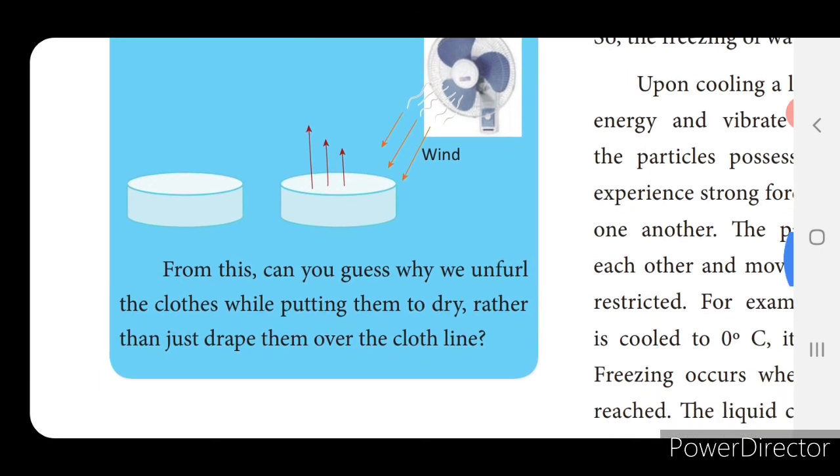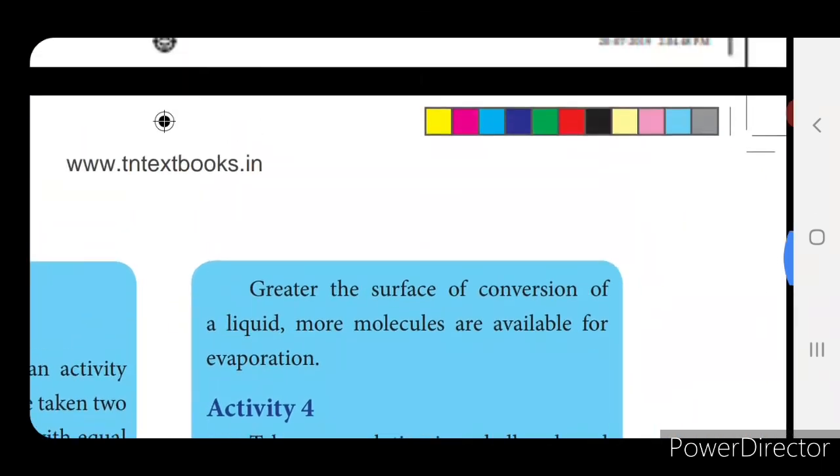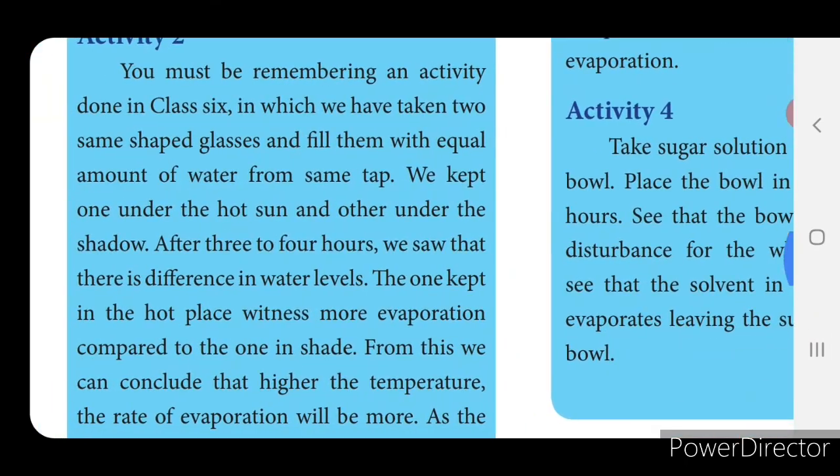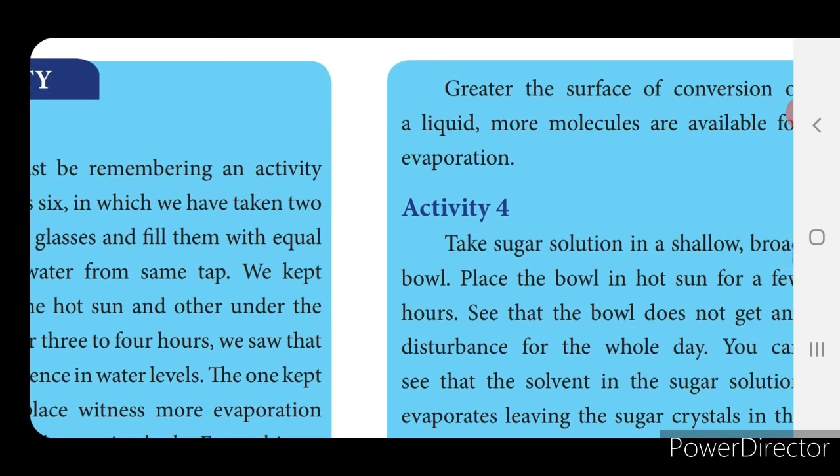So from this, can you guess why we unfurl the clothes while putting them to dry rather than just dropping them over the clothesline? On the line, we are expanding the surface area of the clothes. The next one: the first one is that the greater the temperature, the more the evaporation will be. The second one: if the surface area is increasing, evaporation will be more.